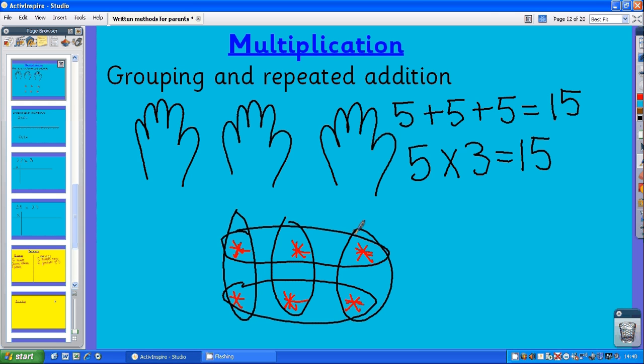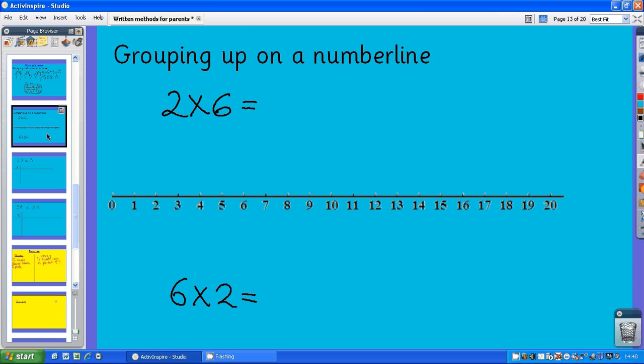To help children work out multiplication sums, they use the number line, just as they did for subtraction and addition. In the first example here, we have 2, 6 times. Children would use their knowledge of counting in twos on a number line to help them work out this calculation. One group of 2 is 2, 2 groups of 2 is 4, 3 groups of 2 is 6, 4 groups of 2 is 8, 5 groups of 2 is 10, 6 groups of 2 is 12.